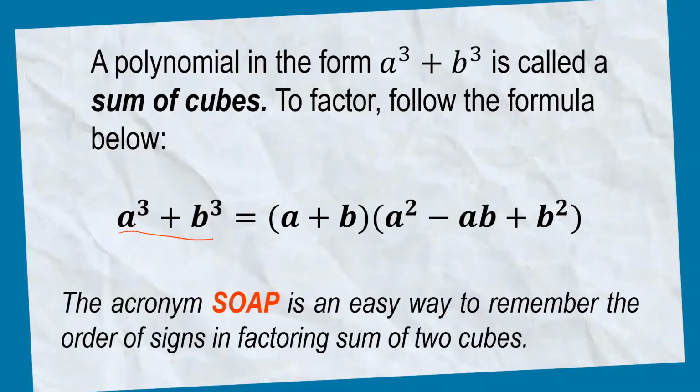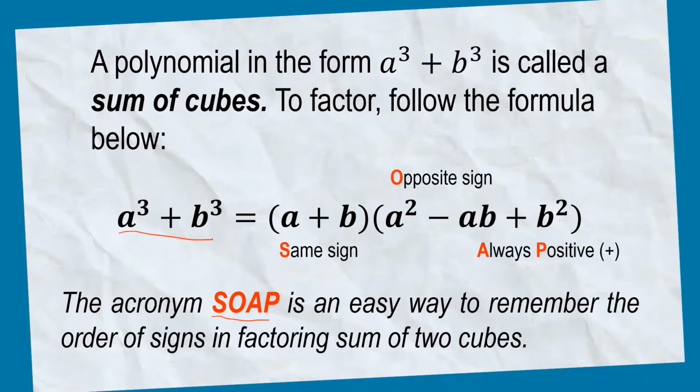Meron po tayong note dito. The acronym SOAP is an easy way to remember the order of signs or operations in factoring the sum of two cubes. So, S stands for same sign, O, opposite sign, and AP, that's always positive. Same sign dahil ang operation po natin dito ay addition. So, we have plus or positive. Opposite sign, minus or negative. Always positive, this is always positive or plus sign.